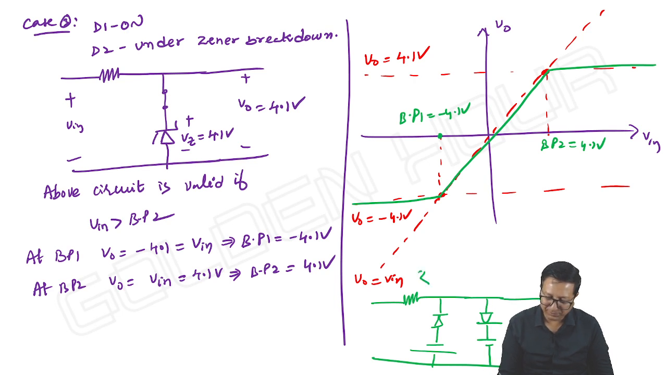This is the two diode clipper we have seen. Okay, D1, D2. Let us take ideal diodes. And this is 4.1 volt and it is also 4.1. If you draw the transfer characteristics for this particular problem, what you can see? Will you not get the transfer characteristics same as that of this?